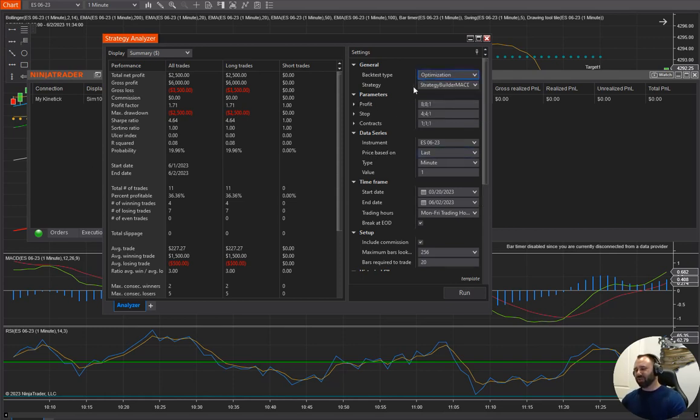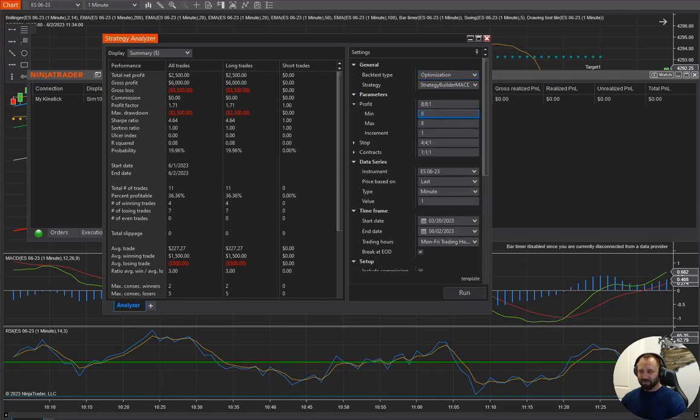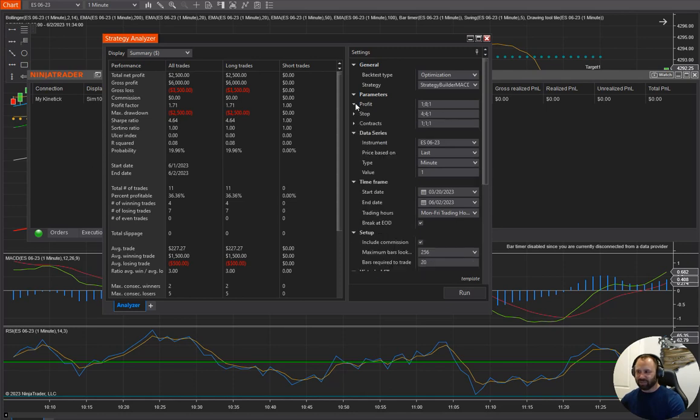So what we're going to do now is put in a set of parameters that allows it to test over this time period all the different possibilities of profit targets and stop losses. In this case, you can see profit 8, 8, and 1. What does that mean? Let's set the minimum at 1 tick of profit, put the maximum at 20 ticks of profit, and leave the increment at 1. So it's going to test at 1 tick, 2 ticks, 3 ticks, 4 ticks, and so on until it gets up to 20 ticks.